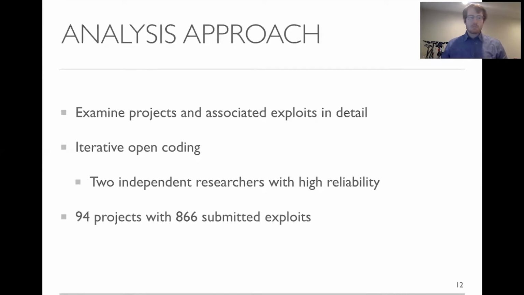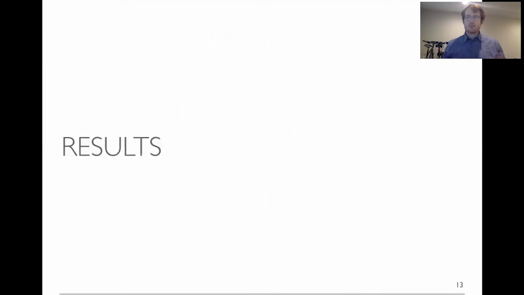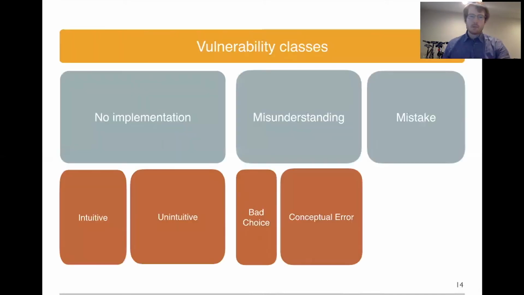And we performed this on a sample of 94 projects with 866 submitted exploits for those projects. And that ended up being about 182 vulnerabilities from both these 866 submissions as well as ones identified by the researchers. And so we performed this qualitative analysis to identify all the vulnerabilities and code them. And then we performed a quantitative analysis on the resulting data to determine the prevalence of those problems. So what do we find? What types of vulnerabilities do developers introduce? Well, we actually found that they could be grouped into three main classes with subclasses.